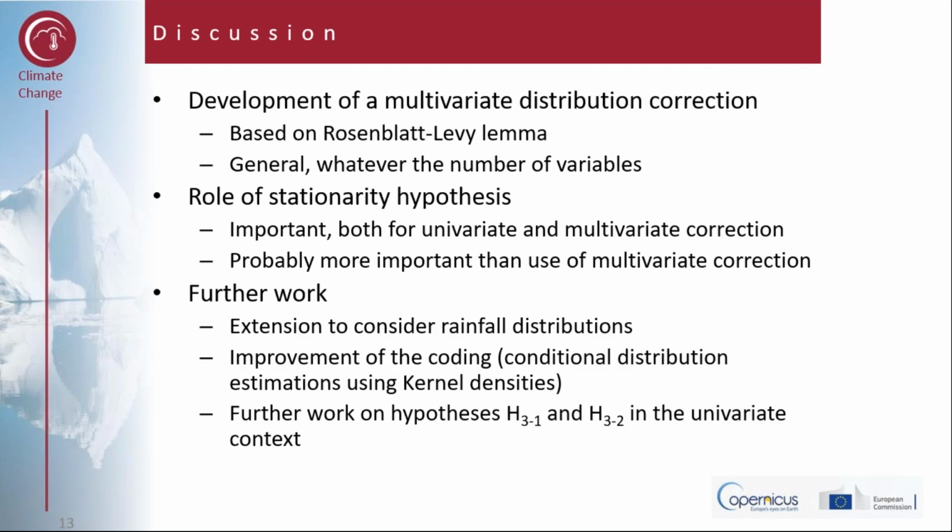So coming to the discussion and conclusion, we have developed a multivariate distribution correction based on a mathematical theorem, and which is quite general, whatever the number of variables. But we have to bear in mind that the more variables we have to consider, the more information we need to fit the model. For example, here we did it for 2 variables. If we had 3 variables, we would have needed much more data to train the technique. So here we've shown the role of the stationary hypothesis, which probably is much more important than the fact that we had both variables at the same time or each variable independently.